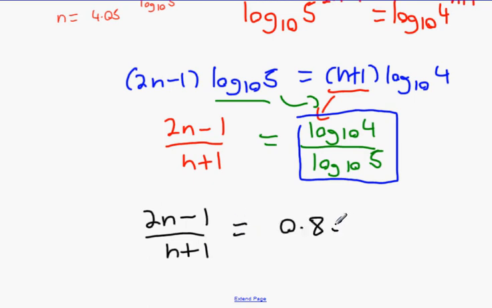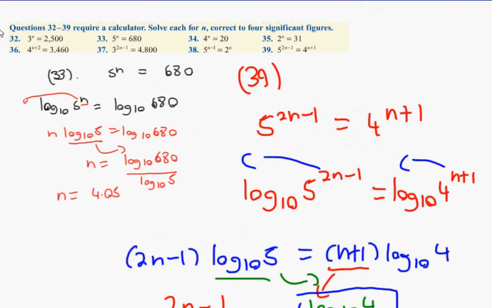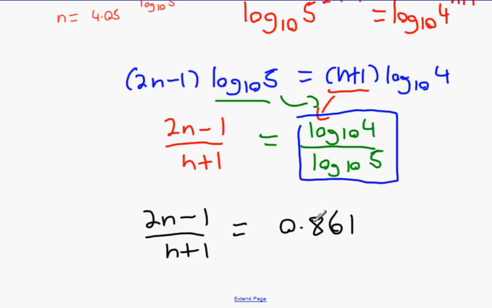0.86. Any more decimals to it? 13531. Okay, and let's see what they want with regards to answers. Correct to 4 significant figures. So look, that is currently 3. If our answer has to be 4 significant figures, we better work with 5 until the answer. Okay? So 0.86135.